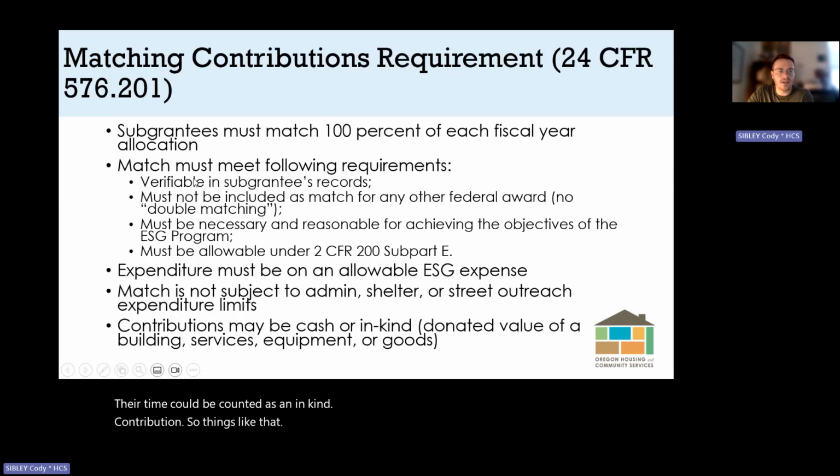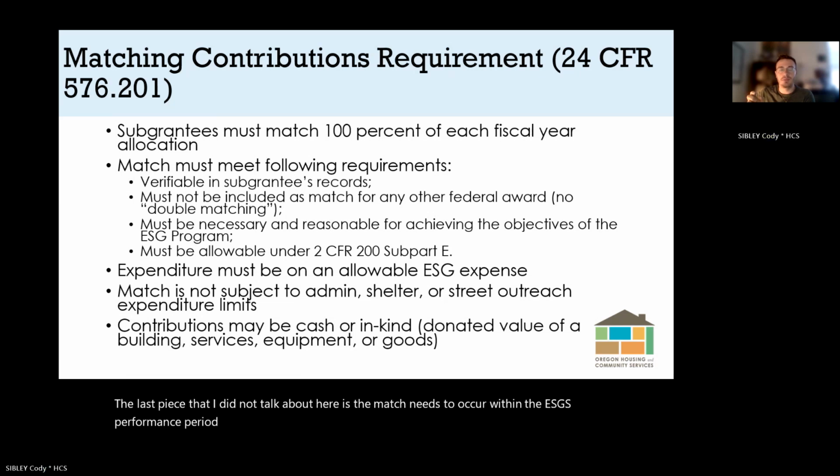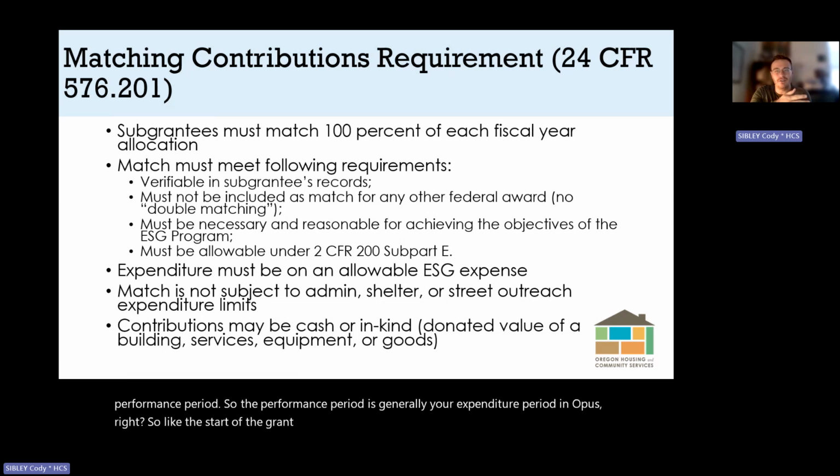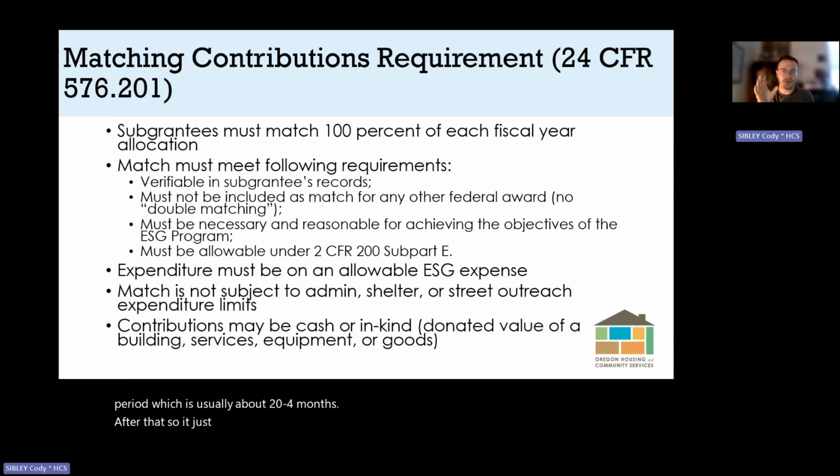The last piece that I did not talk about here is the match needs to occur within the ESG's performance period. So the performance period is generally your expenditure period in Opus. Right? So like the start of the grant, which is usually July 1st, to the end of the performance period, which is usually about 24 months after that. So it just needs to occur within that 24-month window to count as match.